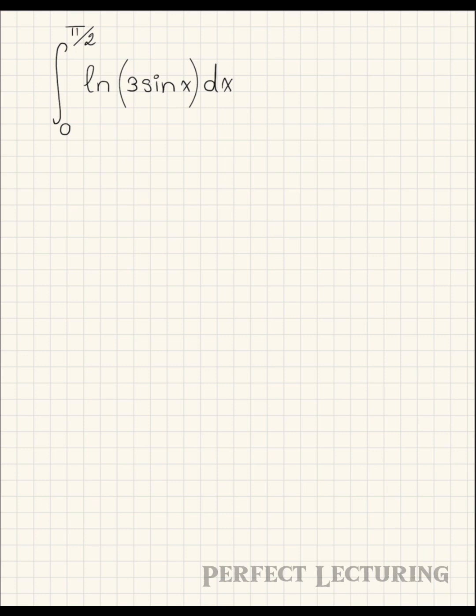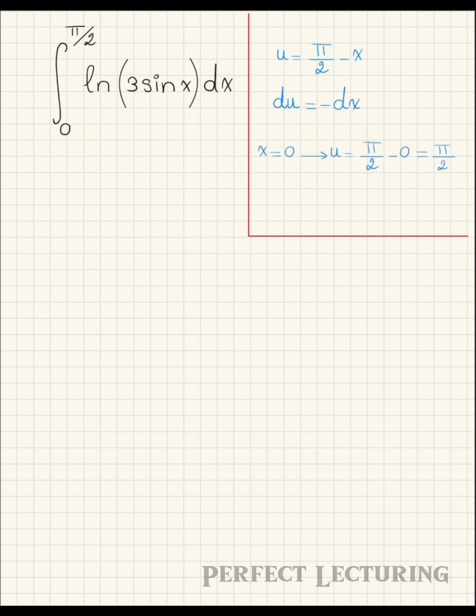First of all, I'm going to apply the following change of variable. U is equal to pi over 2 minus x. This is du, and of course we have to change the boundaries because the current boundaries, which are 0 and pi over 2, correspond to x. But when we do a change of variable, of course the boundaries for u will be different. So if x is equal to 0, we get u equal to pi over 2. And if x is equal to pi over 2, then u is equal to 0. We come back to our integral, which I'm going to call I, and it now looks like this.